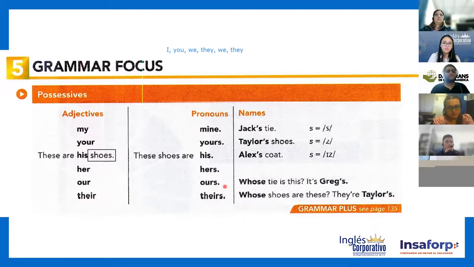Okay, what about whose, meaning de quién. Whose tie is this? De quién es esta corbata? Take care with the word. Let's be careful. In case it is singular, whose tie is this? It's Greg's. In case it is plural, whose shoes are these? De quién son estos zapatos? They are Taylor's.